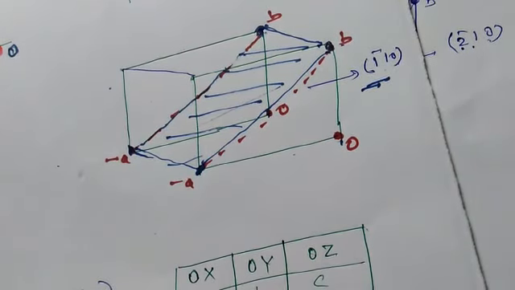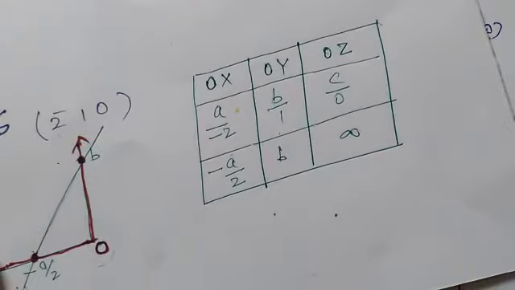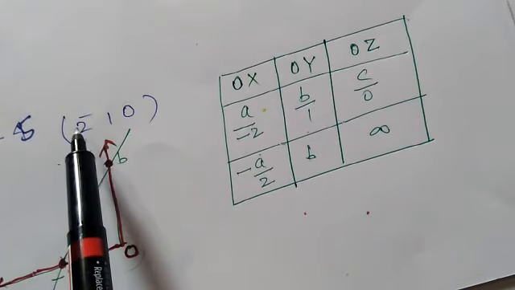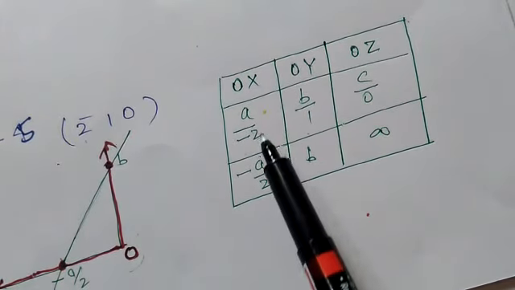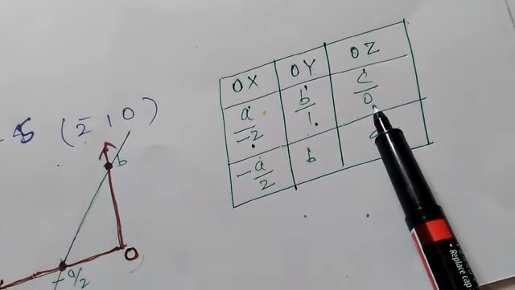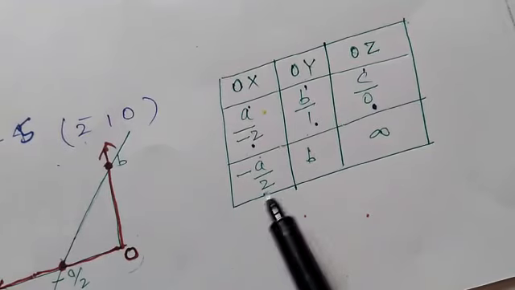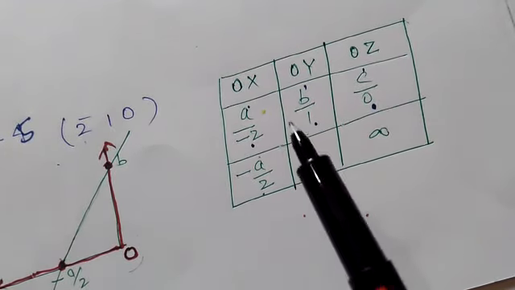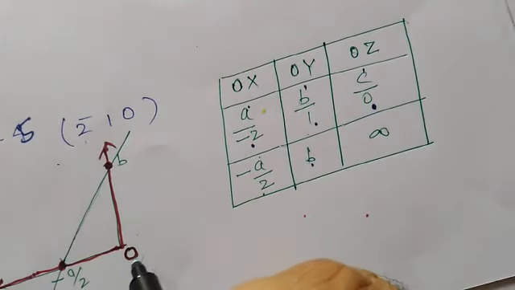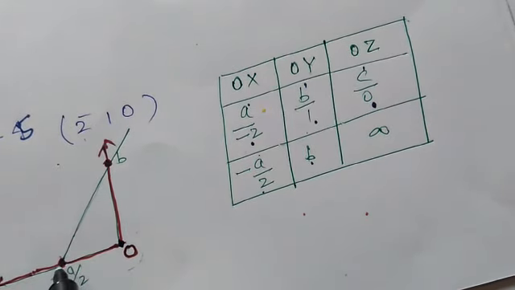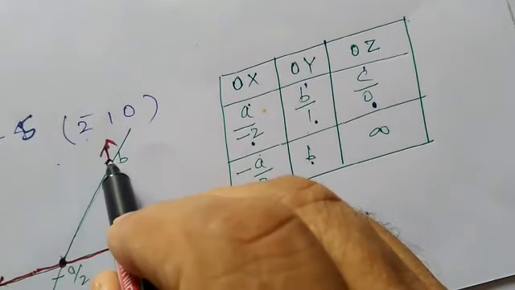Now example number 5. See, our Miller indices is 2 bar 1 0. So here the intercepts will be a by -2, b by 1 and c by 0. So minus a by 2, b and infinity are the intercept values. See here, this point we will take as the origin. So the intercept values are this point, minus a by 2, and this point, b.